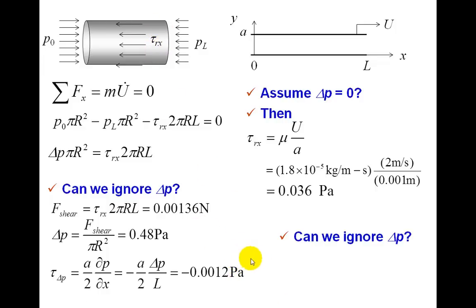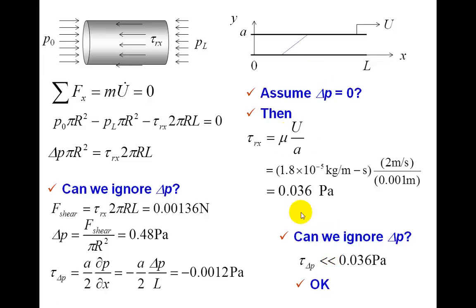So returning to this question, can we ignore delta P? Well, since the shear stress due to the flow driven by delta P is quite a bit less than the tau Rx that we got from looking at U, in fact, we're okay. We could ignore it in this case. So I'm going to sketch in the velocity profile that we expect to see.